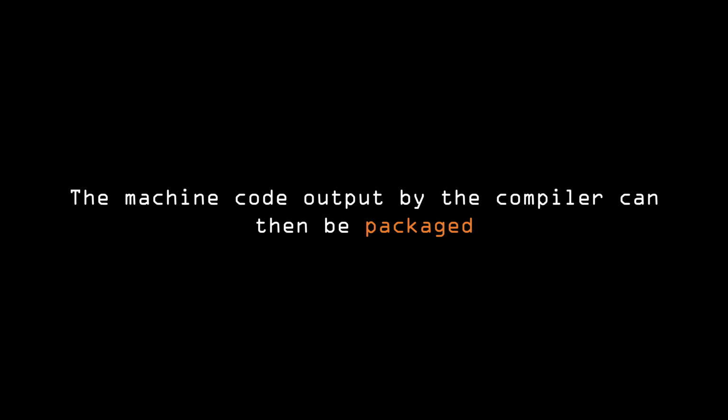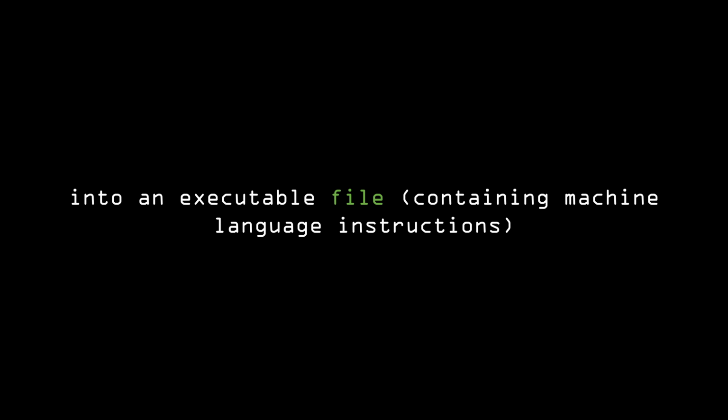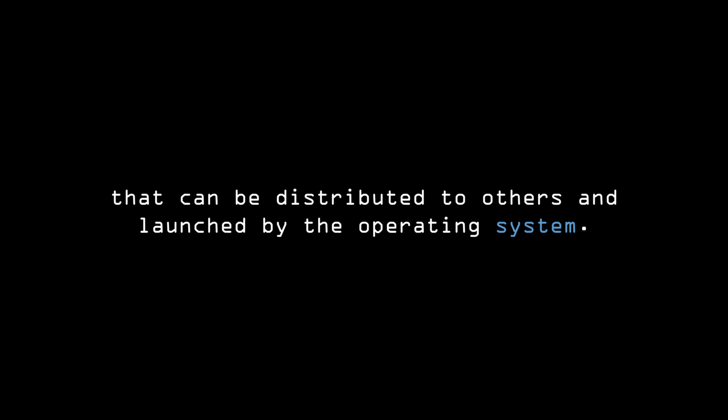The machine code output by the compiler can then be packaged into an executable file containing machine language instructions that can be distributed to others and launched by the operating system. Notably, running the executable file does not require the compiler to be installed.